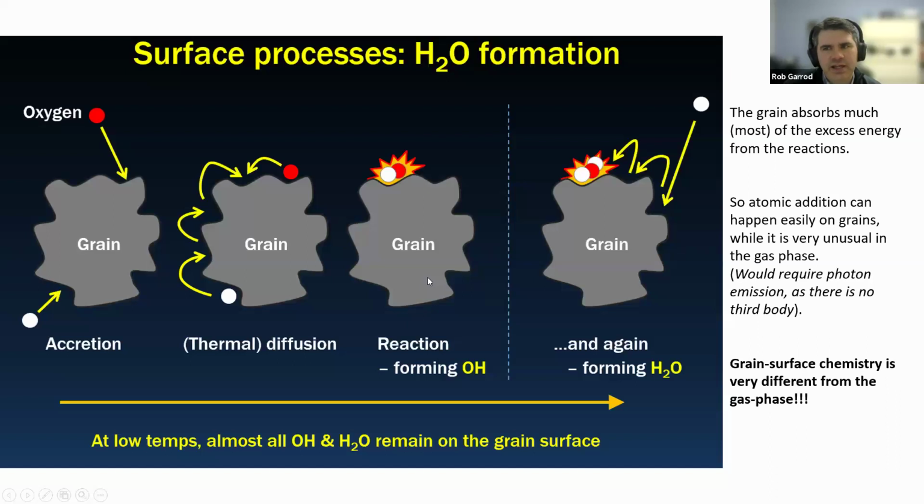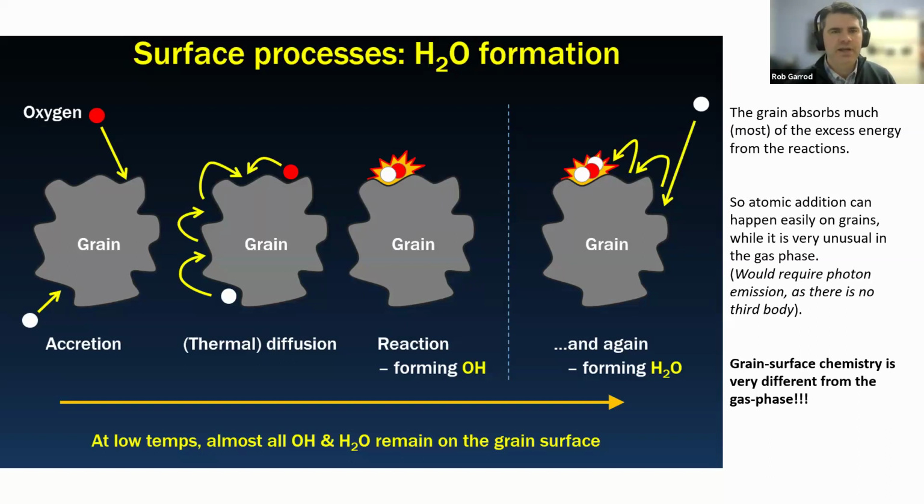So the key takeaways then: grain absorbs most of the excess energy from the reaction, so our atomic addition reactions are going to happen much more easily on grains. That means that the grain surface chemistry is very different from gas phase chemistry. It's not just a different place where it's taking place. We have a whole range of alternative reactions that are just not efficient in the gas phase that are on the grains. All right, so what I want to show you next is a simulation of this process.